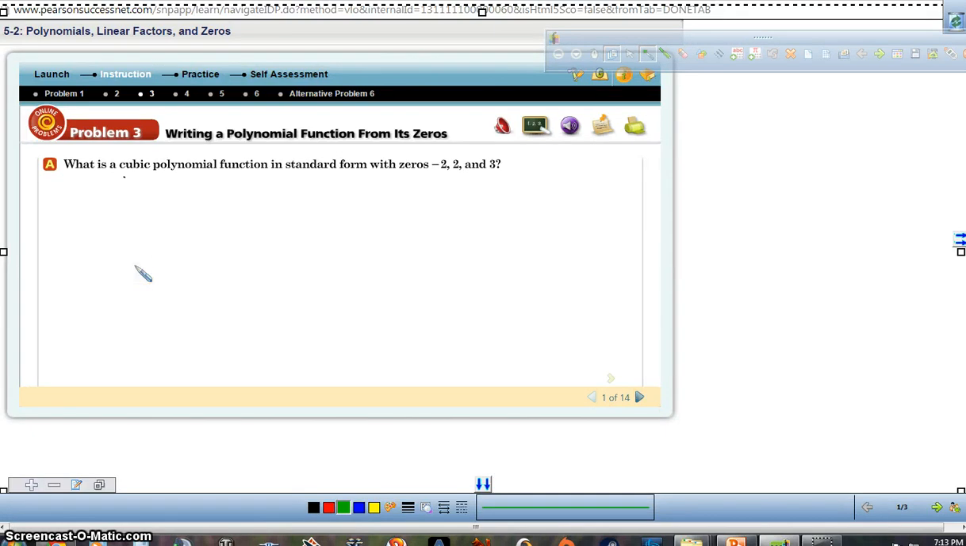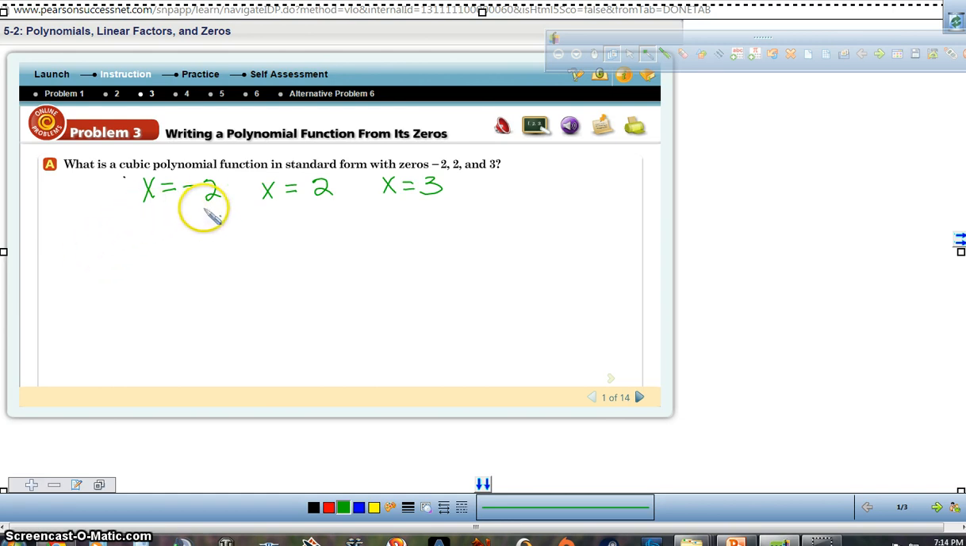Okay, so now what we're going to do is go backwards from our last video. We're going to write equations given their zeros. So here we have a cubic polynomial. We want to write it in standard form that has these answers: x equals -2, x equals 2, and x equals 3. Cubic means our highest exponent is going to be a 3 on x.